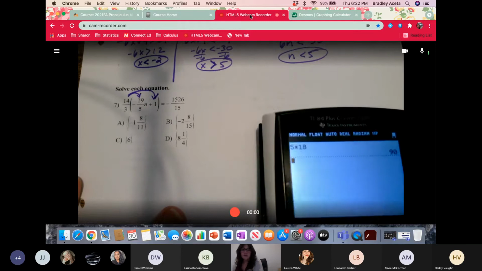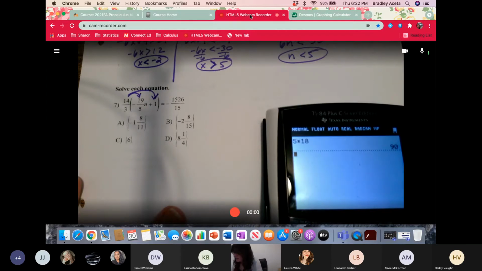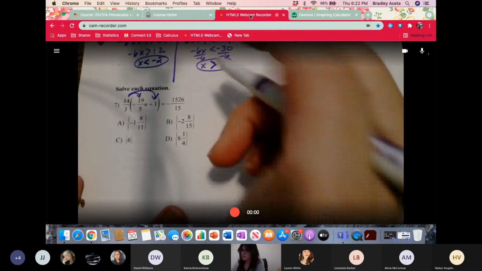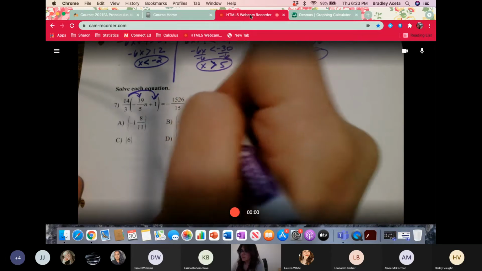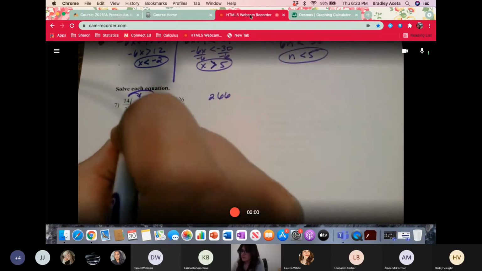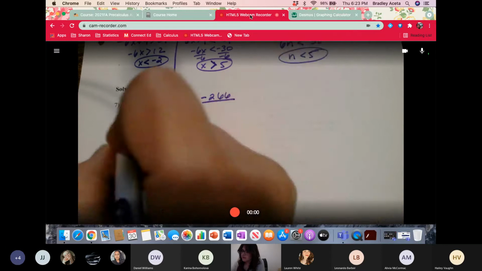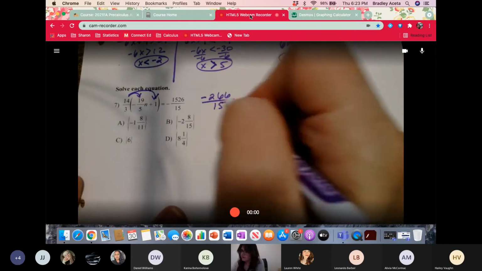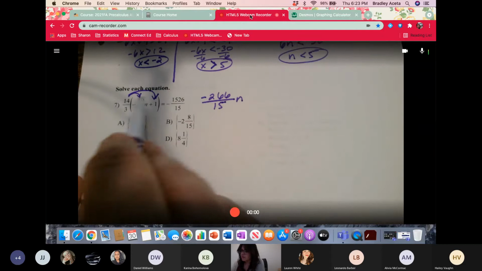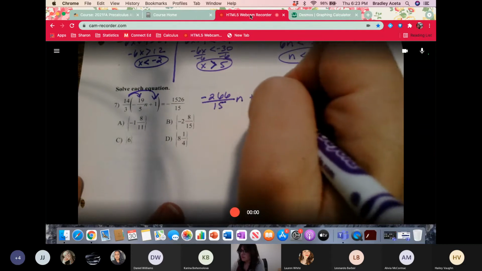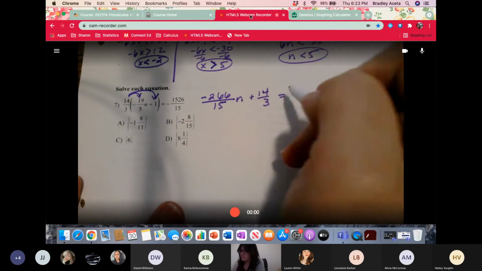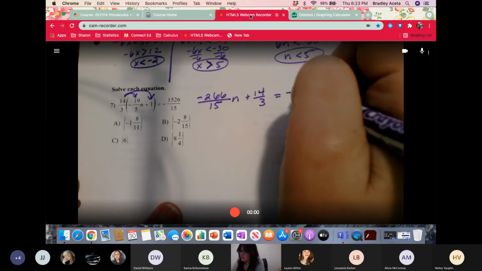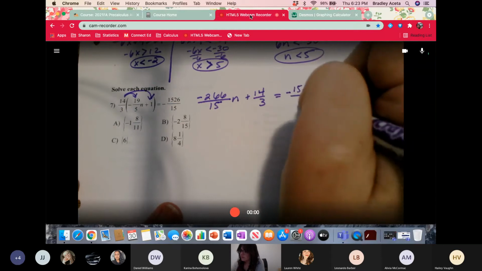I'm going to use my calculator to find out what 14 times 19 is. That's a big one. 266. So 14 times negative 19 is negative 266. 3 times 5 is 15. And then you have an n. 14/3 times 1 is 14/3. Equals negative 1526 over 15.